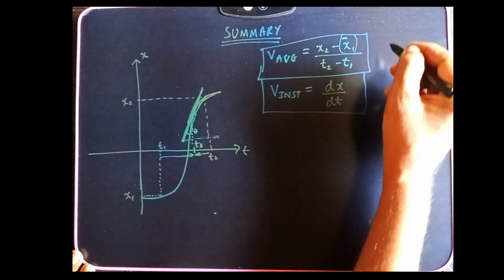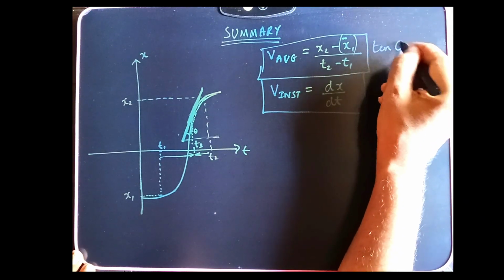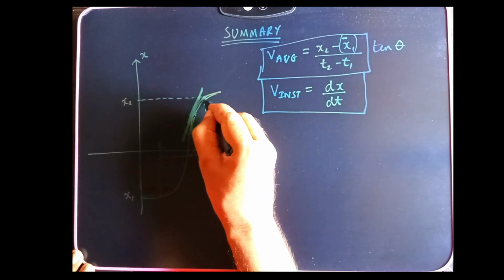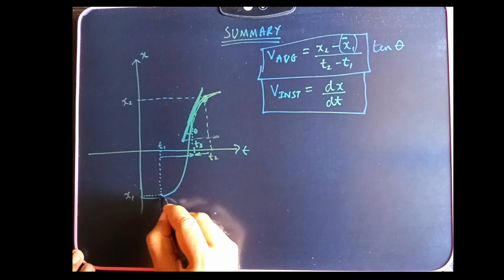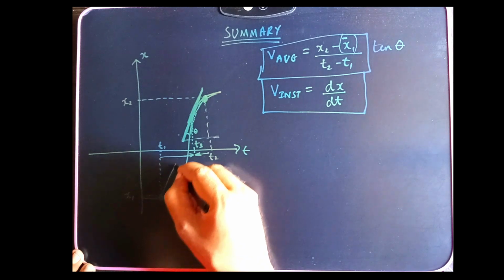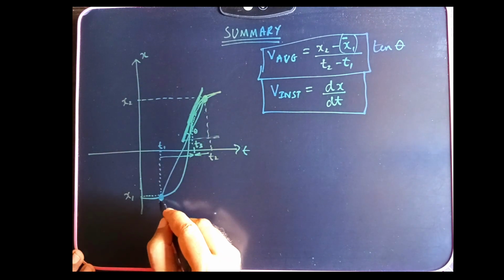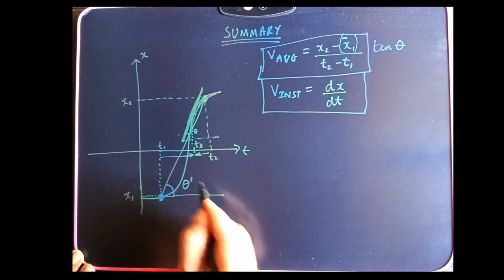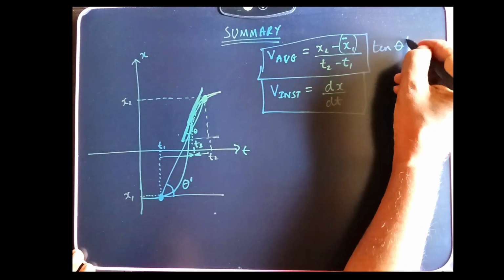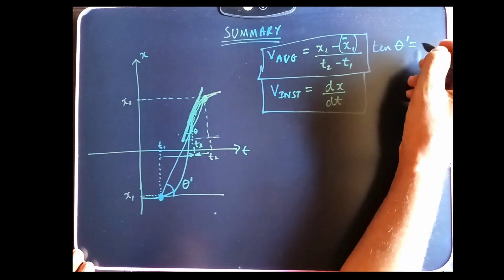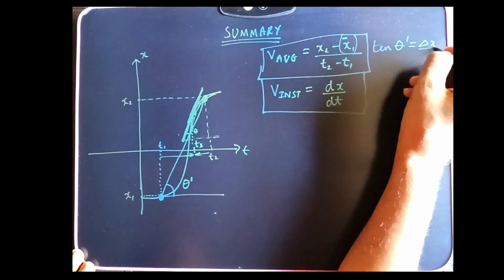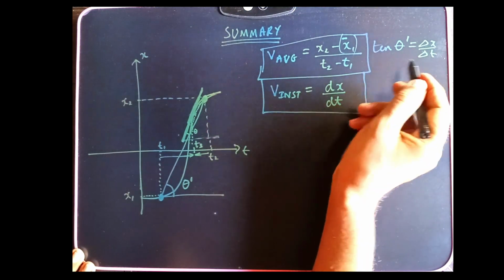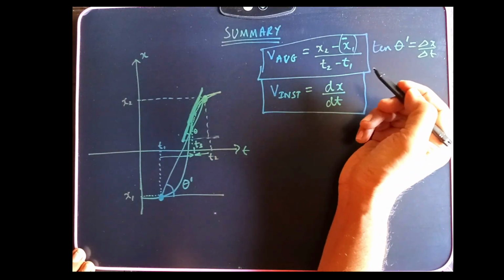So average velocity can also be found with tan theta. We call this tan theta for the line joining this point and this point. It is not a tangent, it is just a line joining the 2 points. So this will be theta dash. Theta dash is equal to the same delta x divided by delta t. Delta x is x2 minus x1 divided by t2 minus t1.